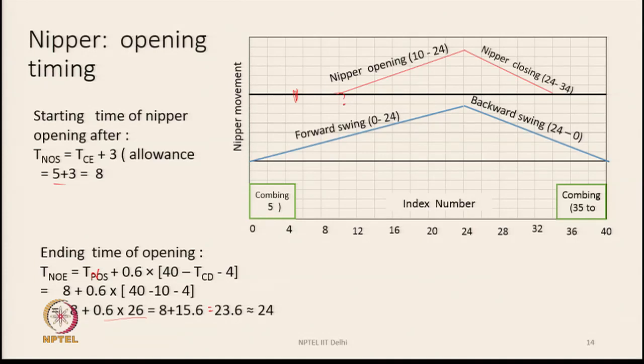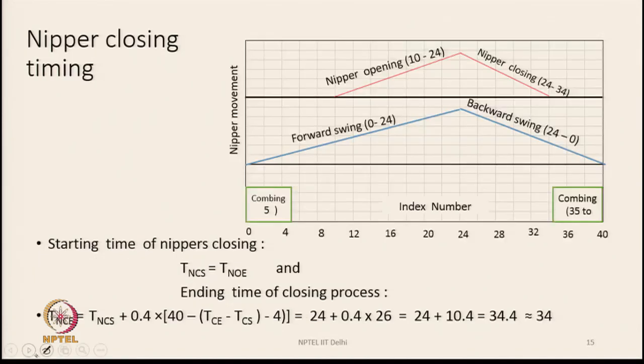So, the nipper starts opening here when the number is around 8 and it finishes opening here, at around 24, and it gradually opens. So, here it is fully open. Now, at this point onwards it starts closing. So, the nipper closing time: the opening time ends at 24, that is here, and it starts closing here.